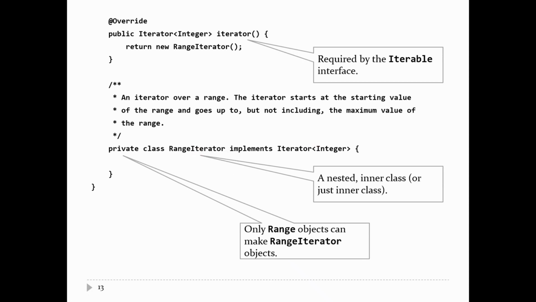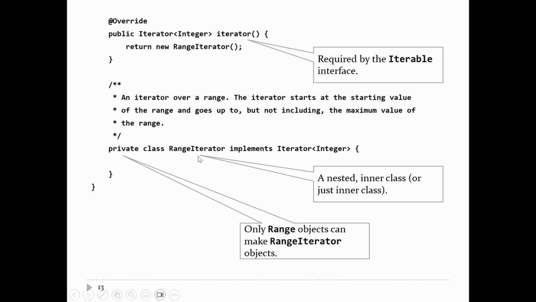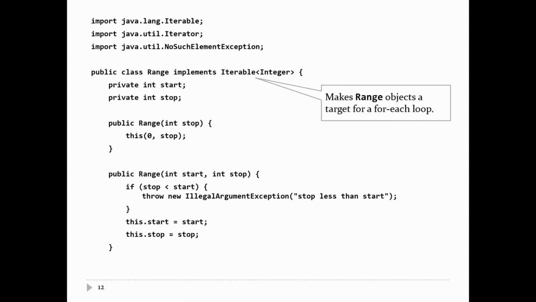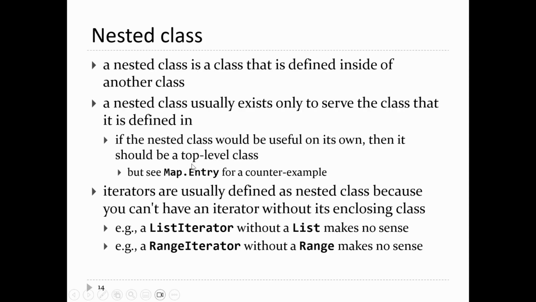Our iterator needs to implement the iterator interface. This is the first instance of a nested class that we've seen. A nested class is simply a class that's defined inside of another class. So range iterator is defined inside of range. The reason you do this is because a nested class usually only exists to serve the class that it's defined in. Range iterator is really only useful inside of the range class itself. There's no reason anybody would want a range iterator object just on its own. You need a range to iterate over as well. So the purpose of range iterator is to serve the range class that it's defined in.